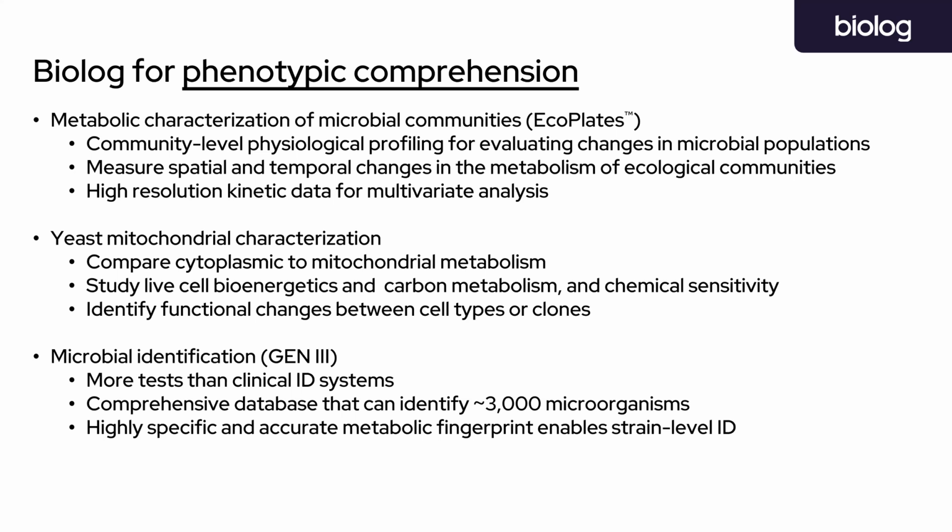So not only do we have microbial phenotypic characterization, but we also have 3 additional types of analysis. So one solution we have for understanding community level analysis is the EcoPlate. It provides a sensitive and reliable phenotypic method for measuring environmental change in microbial populations. These plates measure the spatial and temporal changes in metabolism in ecological microbial communities, such as soil, water, compost, industrial waste, just to name a few. We can then provide high-resolution kinetic data that reflects the changes in community properties and dynamics that can be further used for multivariate analysis.